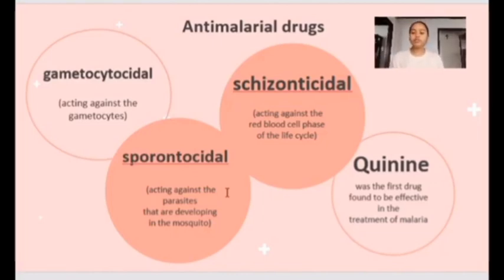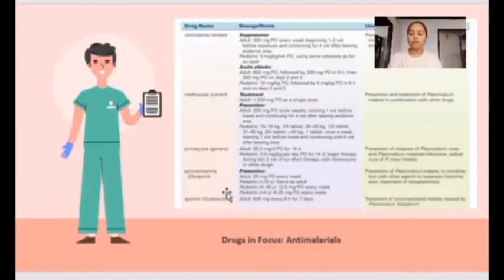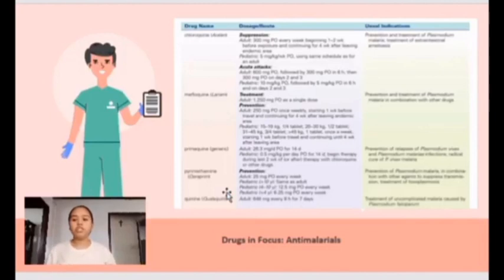Other antimalarials used today include chloroquine or hydroxychloroquine, mefloquine and primaquine, and pyrimethamine or doxycycline. The table shows the dosage and route of the antimalarials with the indication for suppression, treatment, and prevention in pediatrics and adults.